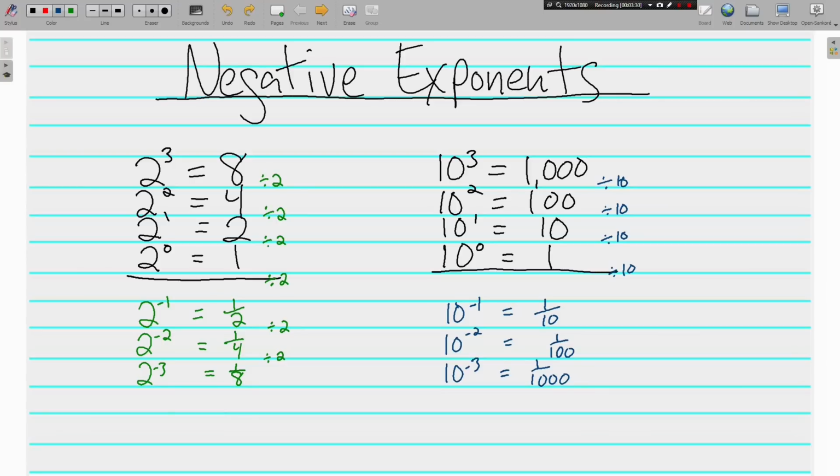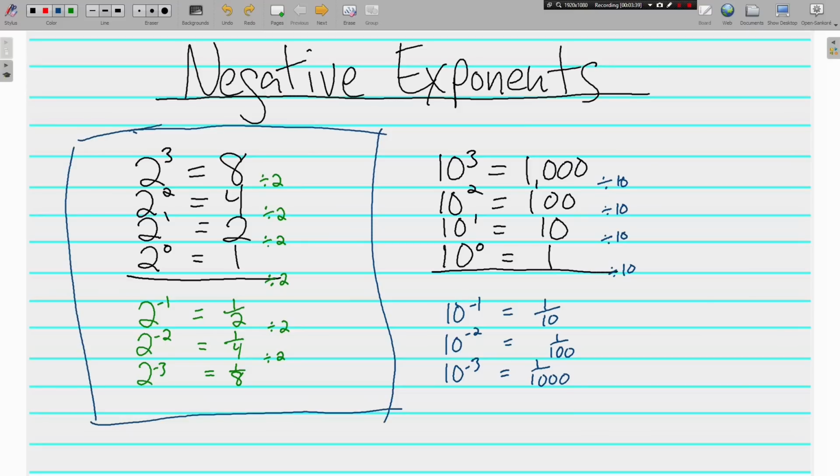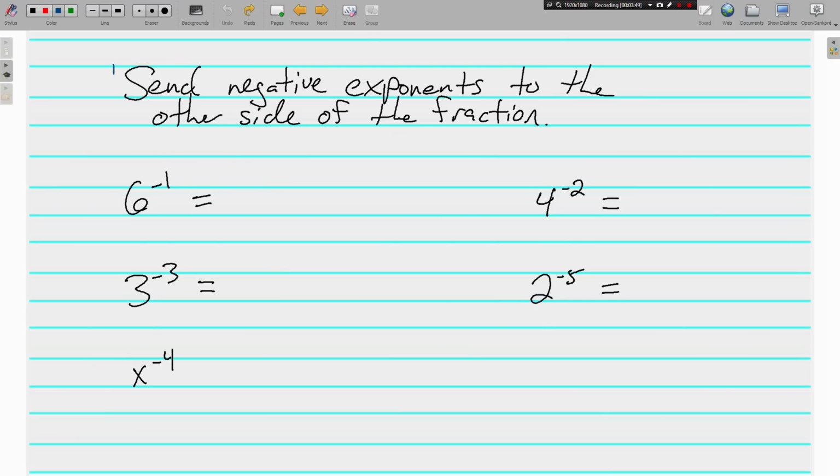Alright, now, I don't expect us to have to make entire tables every time we want to figure out a negative exponent, so there is a quicker way to do it. That was fun, outlining my tables there. Let me show you. On the next screen here, it says send negative exponents to the other side of the fraction.